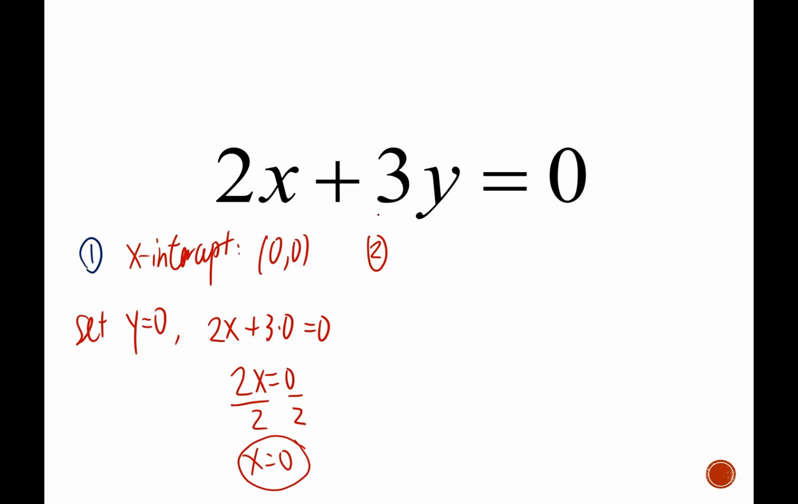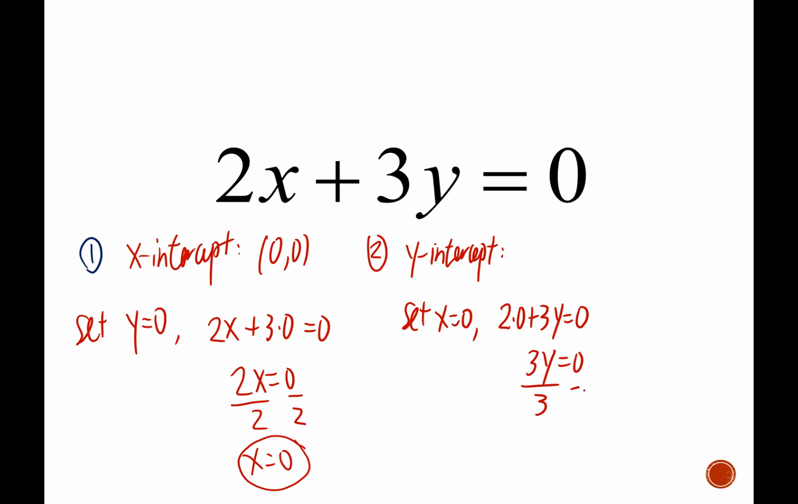Secondly, with the y-intercept, we're setting x equal to 0, right? You're definitely going to get y equal to 0. So we end up with 2 times 0 plus 3y equal to 0, and this is 3y equal to 0. Divide both sides of the equation by 3, y equal to 0. Again, (0, 0). So we do not get 2 ordered pairs.